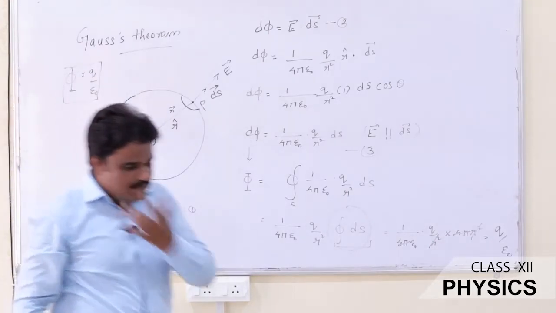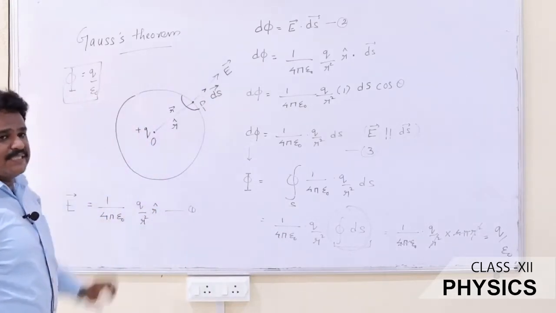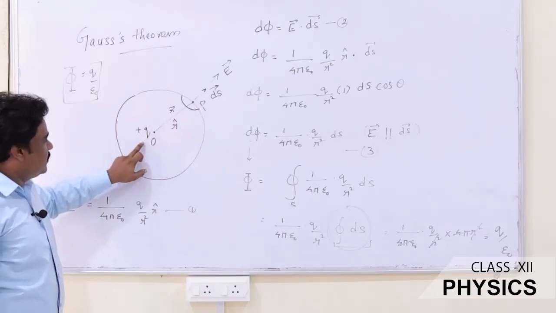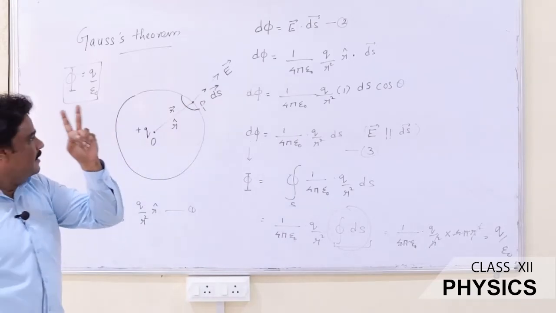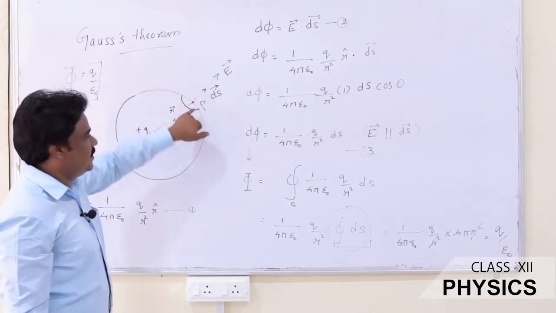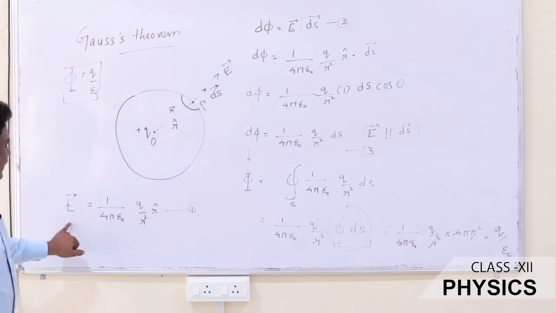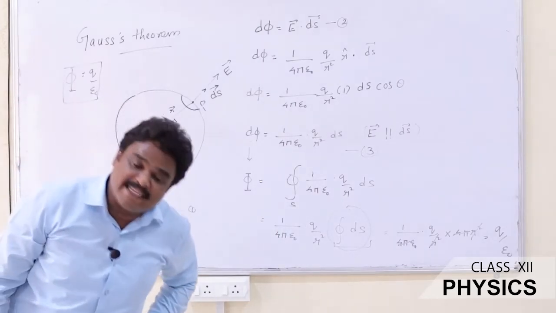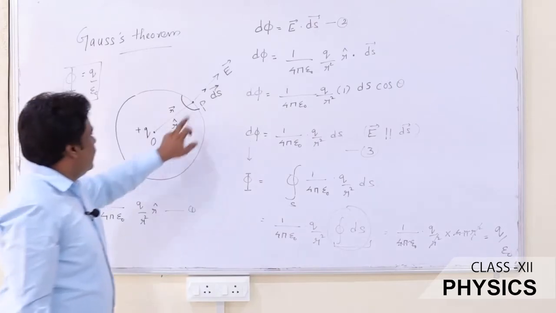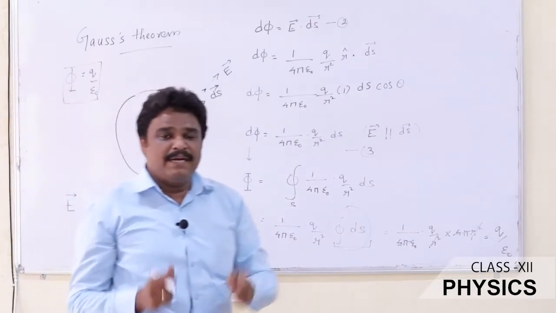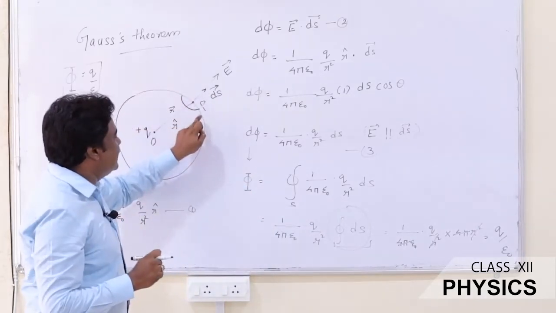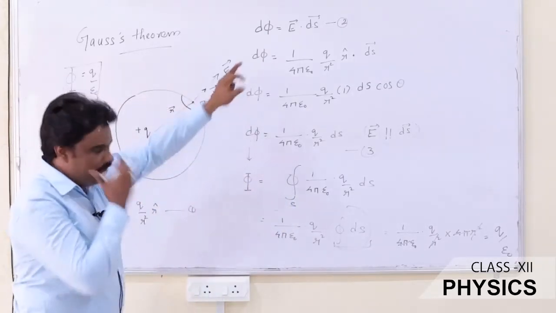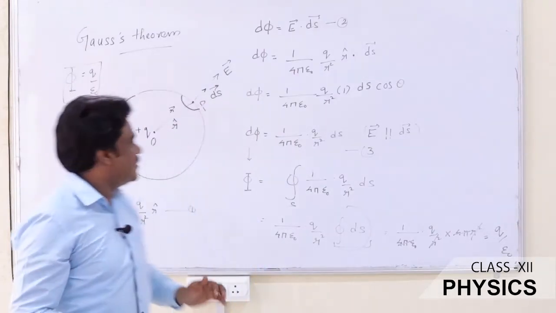Once again I am going to speak. In order to prove Gauss theorem, we considered a sphere with center O and radius r. Number 1, a positive charge plus q is placed at the center of the sphere. Number 2, I consider a point P on the surface of the sphere where the electric field intensity is given by E equal to 1 by 4 pi epsilon naught q by r square r cap. I am writing the electric field intensity in vector form. Mark it as equation number 1. Now, in order to find the flux through the entire surface, I assume a small area element ds around P such that the area element vector acts along E vector.